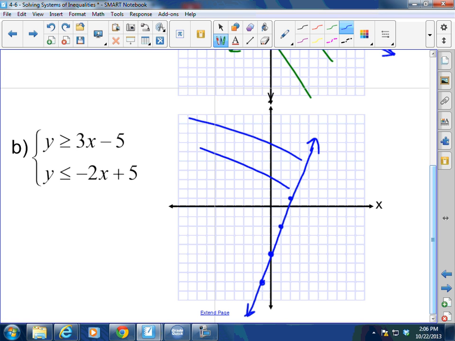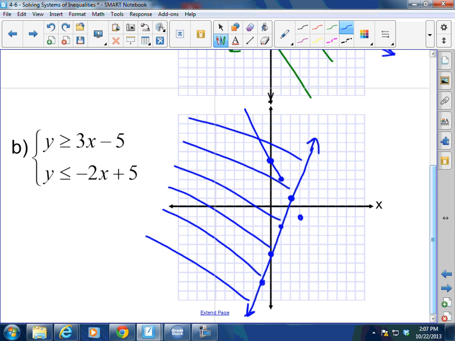Above. Very good. Notice I try to be as neat as possible. And this time I'll do it in the same color so you can still see the solution very clearly. Y is less than or equal to negative 2x plus 5. So I go up to 5. Down 2 over 1, down 2 over 1, down 2 over 1. Solid because it's less than or equal to. But am I going to shade above or below? Below. So look, this is where it's coming.